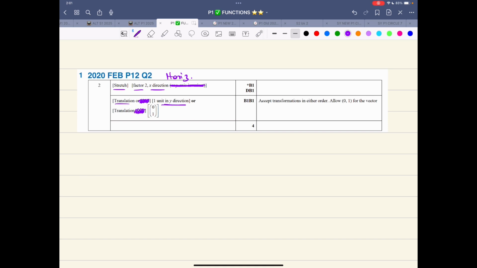1 unit in y direction or upwards. That makes sense. And the translation vector, which is (0, 1). So that's how the first question is done and dusted. Let's move on.